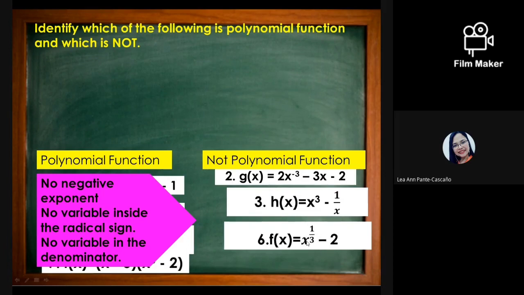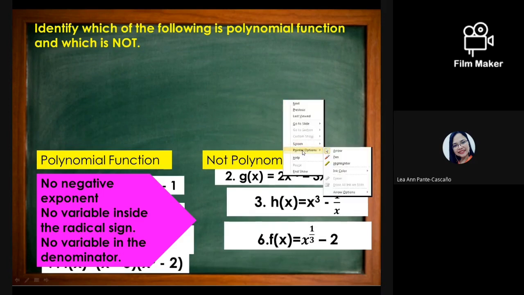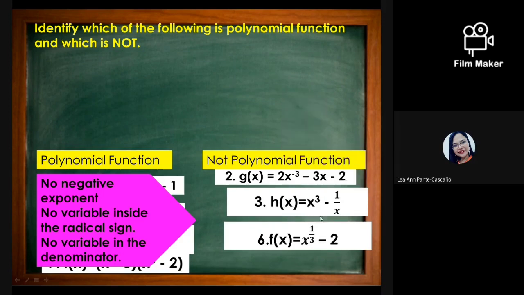If you have a rational exponent, pag in-express natin yan into radicals, that could be expressed in radicals po. So, kung meron kang x raised to 1/3, that is also same with the cube root of x, where your numerator is your exponent and the denominator of your exponent is your index in the radicals. So therefore, number 6 is not polynomial function.